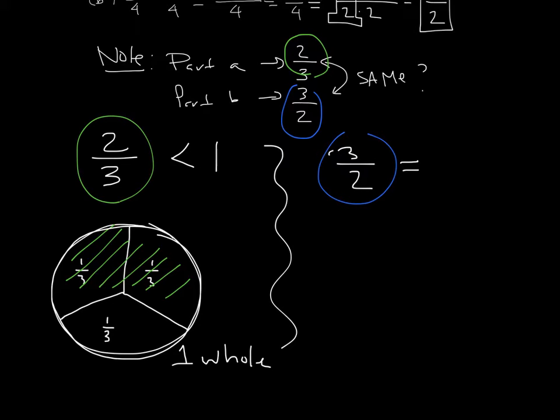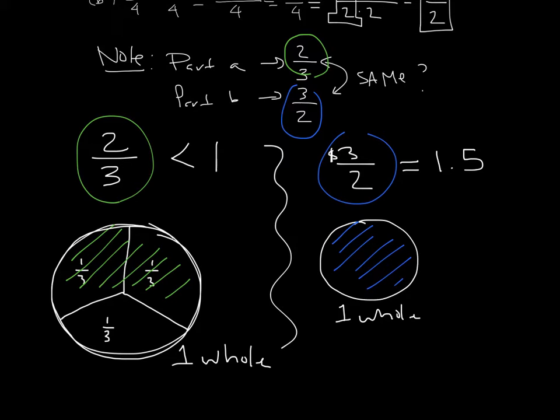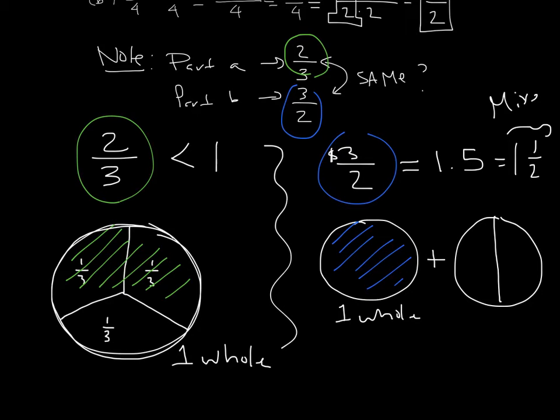I mean, think about money. If you have $3 and you cut it in half, with two people, each person gets $1.50. So this represents one whole pizza, plus another half. Or you can just say 1.5. We'll talk about mixed numbers in a bit, but this is a mixed number, and this actually, might as well write it down, is an improper fraction.